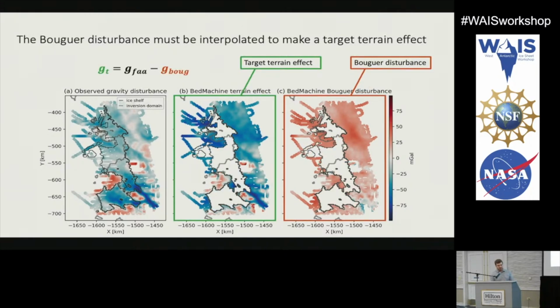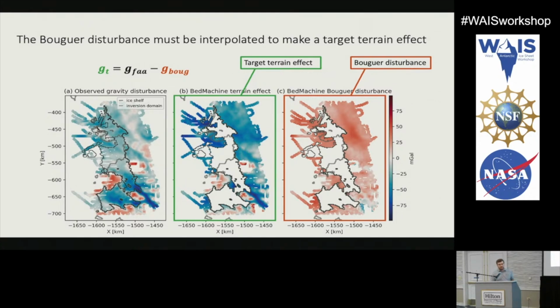But now the thing to keep in mind is that we don't have an accurate representation of the geometry. So we actually don't know the terrain effect or the Bouguer disturbance. And the funny thing about bathymetry inversions is that we need to invent this and subtract it from the free air anomaly to get a target terrain effect, and that's the actual target of our inversion. And I feel like in the literature that's been obfuscated a little bit. So I just want to make that clear.